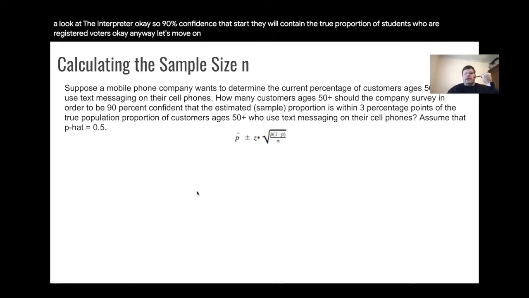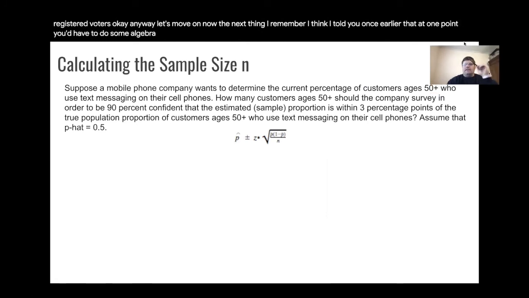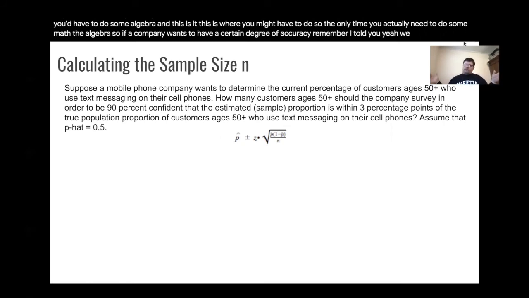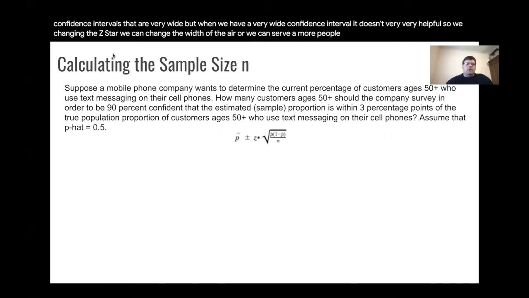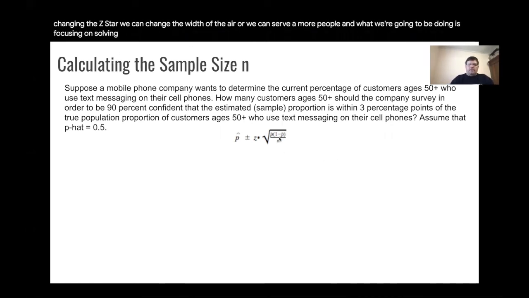Anyway, let's move on. Now, the next thing, remember, I think I told you once earlier that at one point you'd have to do some algebra, and this is it. This is the only time you actually need to do some mathy algebra. So if a company wants to have a certain degree of accuracy, remember I told you, yeah, we can have confidence intervals that are very wide, but when we have a very wide confidence interval, it isn't very helpful. The way we can control it is by changing the Z star. We can change the width of the interval, or we can survey more people. And what we're going to be doing is focusing on solving for this number n.